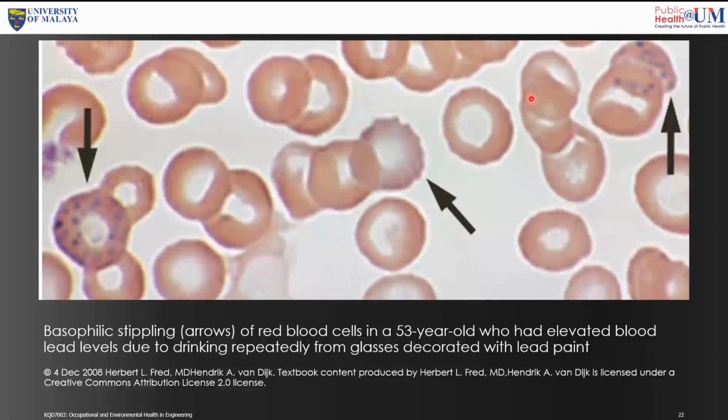This is just to show you the basophilic stippling in the red blood cell. So this is a normal red blood cell, and this is called basophilic stippling of the red blood cell, where there is lead inside the red blood cell itself. It can happen because of drinking from glasses decorated with lead paint. So that's why you must be careful when you use those old containers, whether there is lead there or not. All right, so that is important for you to look at.